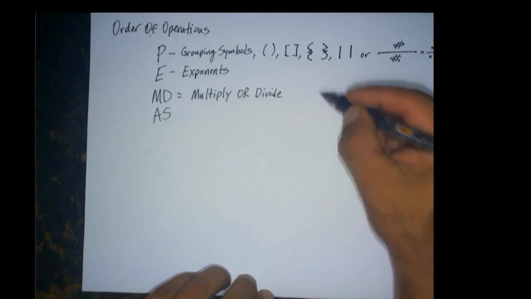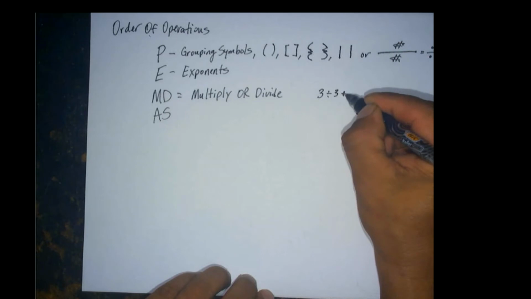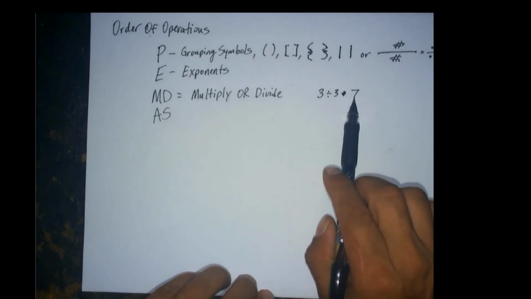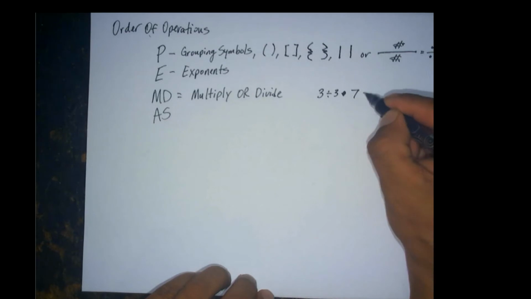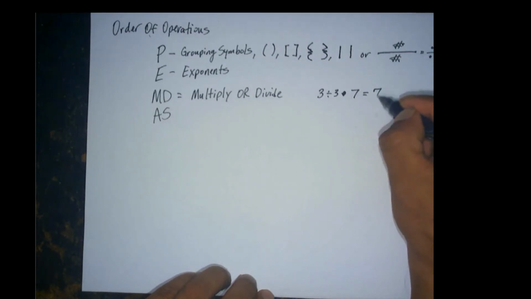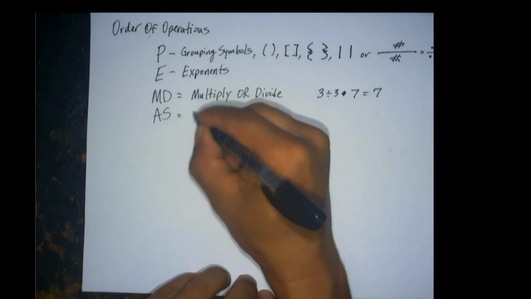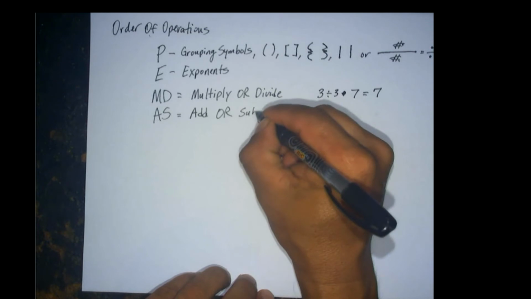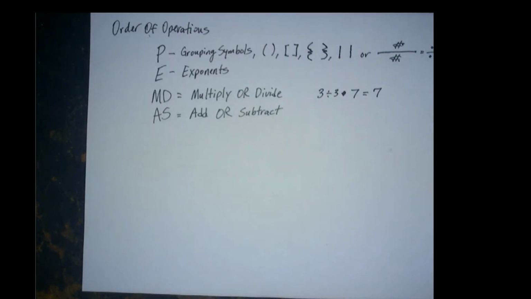Okay, so this doesn't mean do 3 times 7 first. When we're doing this, we come across divide first. See, 3 divided by 3 is 1, and 1 times 7 is 7. Okay? Add or subtract. It's not add and subtract. It's add or subtract.